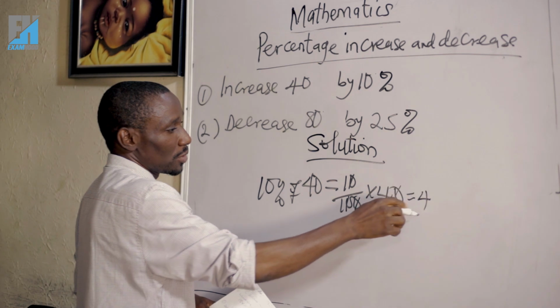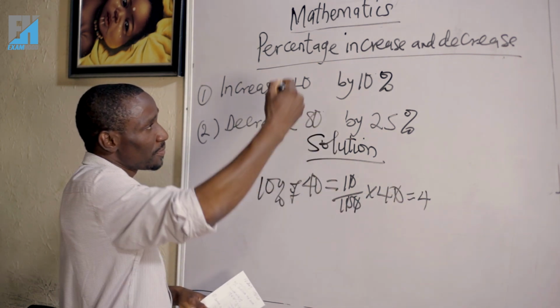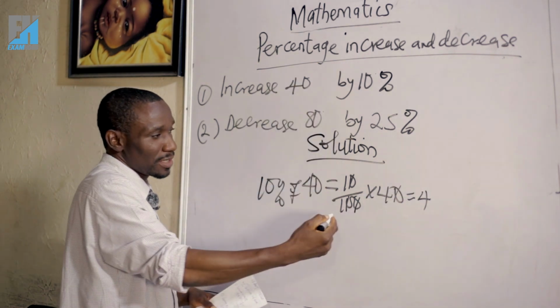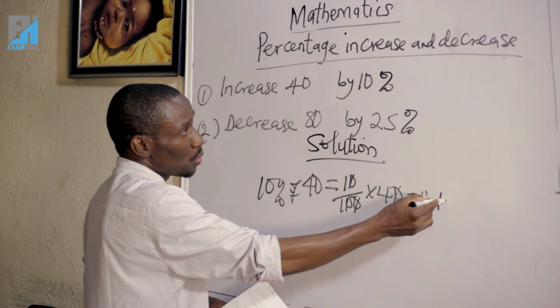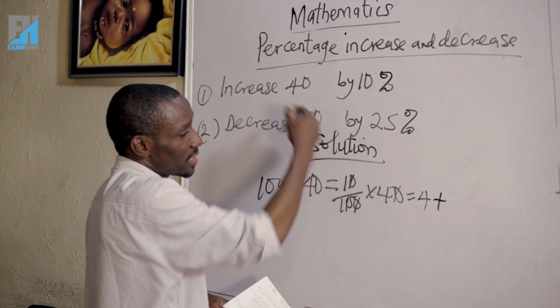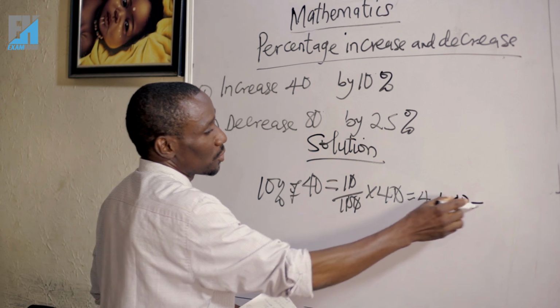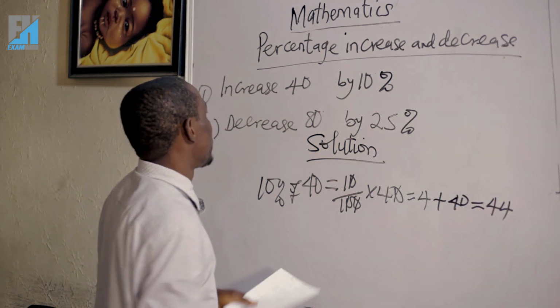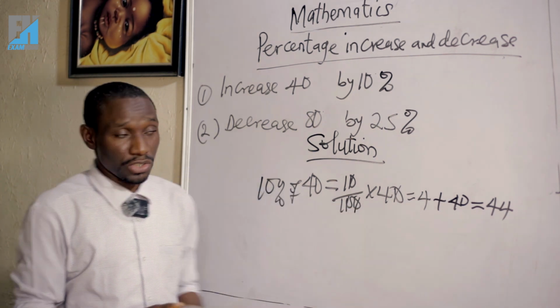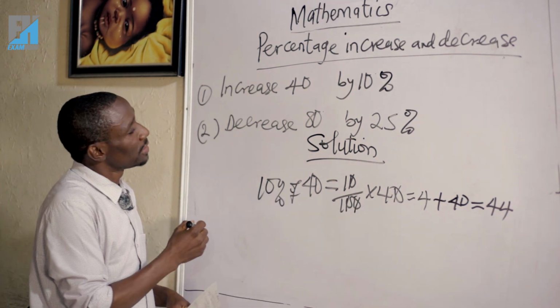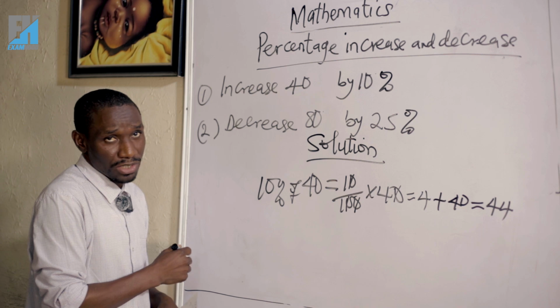4. So if you are increasing 40 by 10%, 10% of 40 is 4. You add this 4 to 40. So we are going to have 44. So by the time you increase 40 by 10%, the answer will be what? 44.